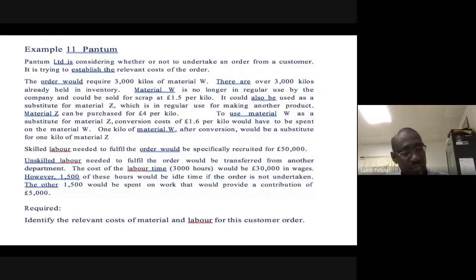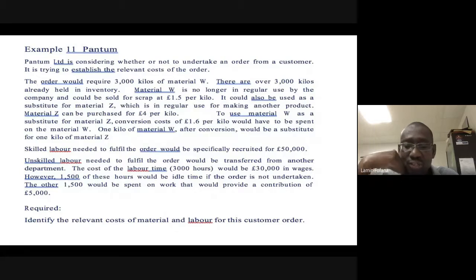So let's look at each of the items. We start with materials, and then we move to labor. The first one is the material. The material that we're going to use for this, we've been told, is material W, and we're going to need 3,000 kilos of it. But now it's giving you more information about material W. Already there are 3,000 kilos held in inventory, and material W is no longer in regular use.